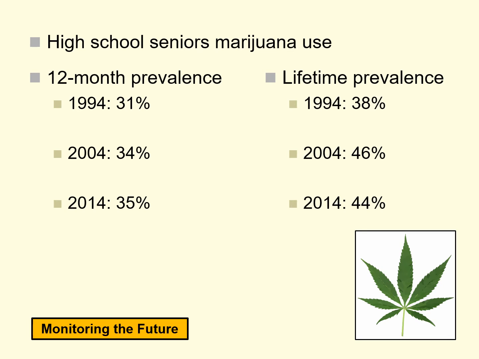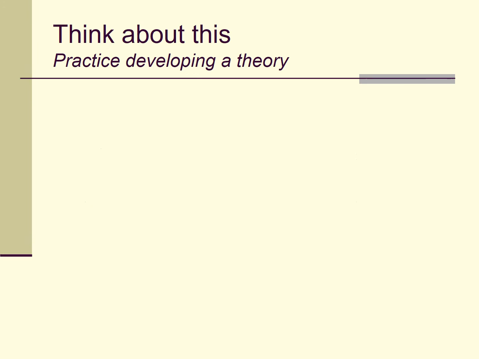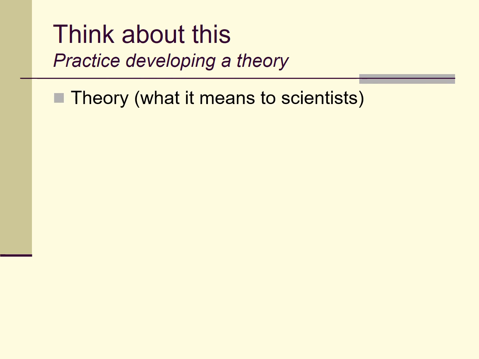Okay. So hopefully you have a sense of the overall pattern of drug use right now, and perhaps especially about some of the pattern changes or trend changes in marijuana. Next, what I'd like you to do is practice developing a theory. And this may seem like an obvious or very basic definition, but indulge me for a moment.